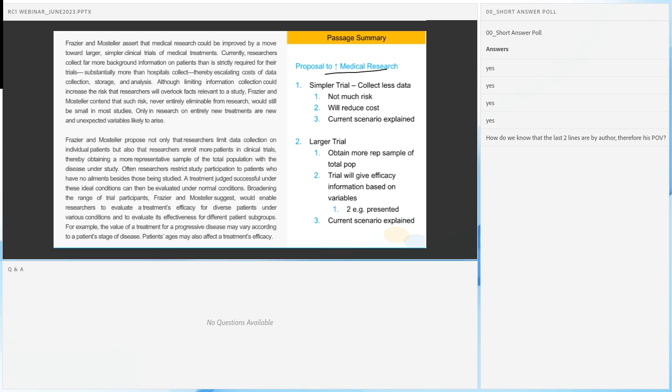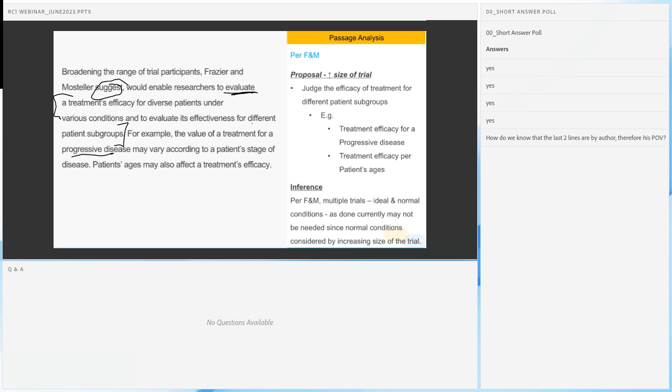So, how do we know? That's a great question. The last two lines are by the author, therefore, his point of view. You are talking about this piece over here. Okay, good. They are not necessarily by the author, okay? Because you see, this is preceded by FNM suggest over here. And the examples are over there. And yeah, so they're not necessarily by the author, but it seems the way it's written, the author agrees with it.